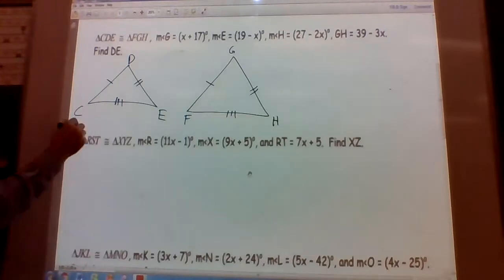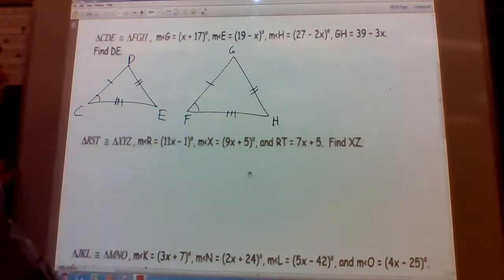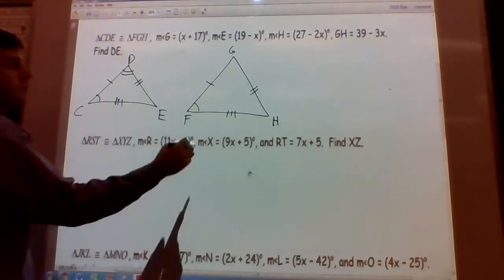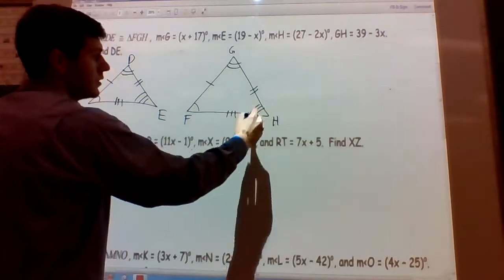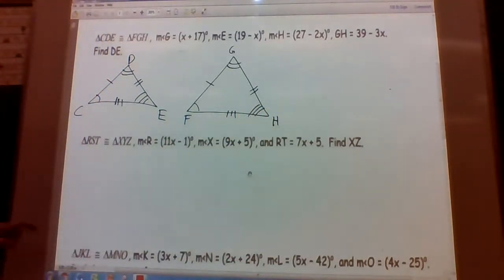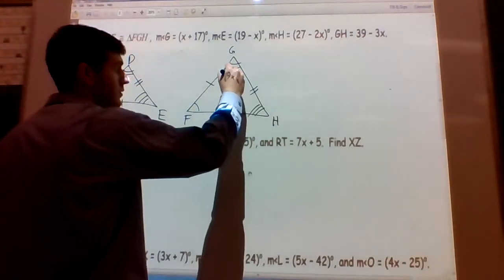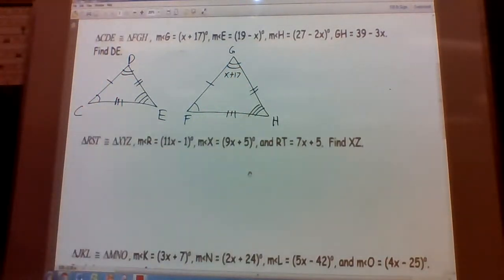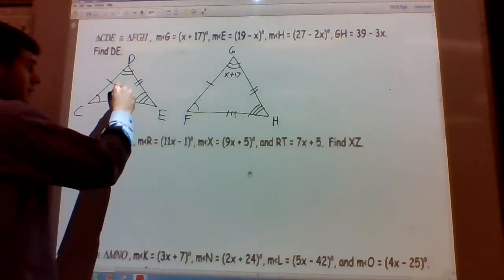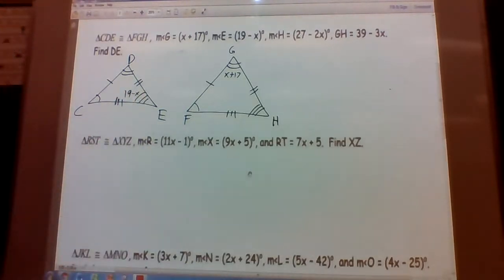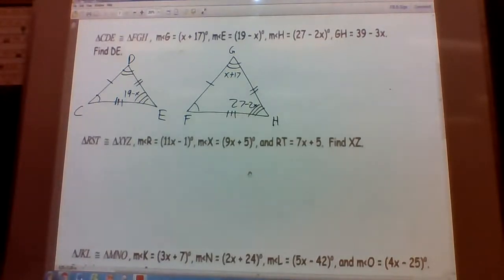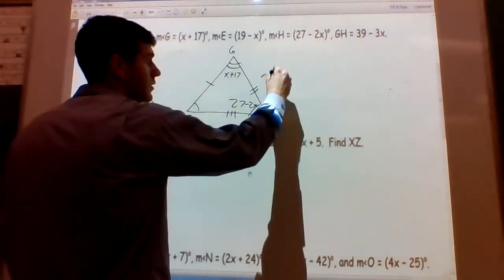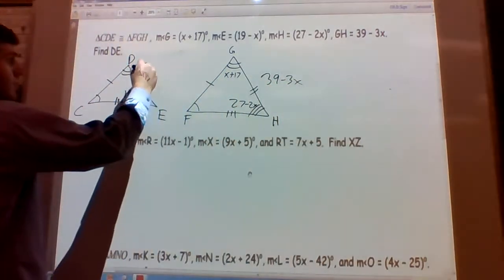We know angle C is congruent to angle F. Angle D is congruent to angle G. And angle E is congruent to angle H. We know the measure of angle G is x plus 17. We know the measure of angle E is 19 minus x. We know the measure of angle H is 27 minus 2x. We know GH is 39 minus 3x, and we know we are looking for DE.